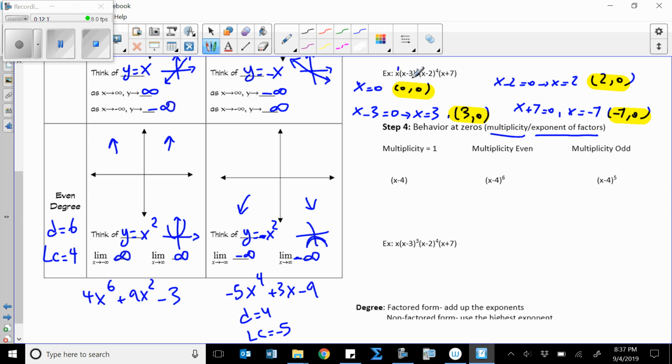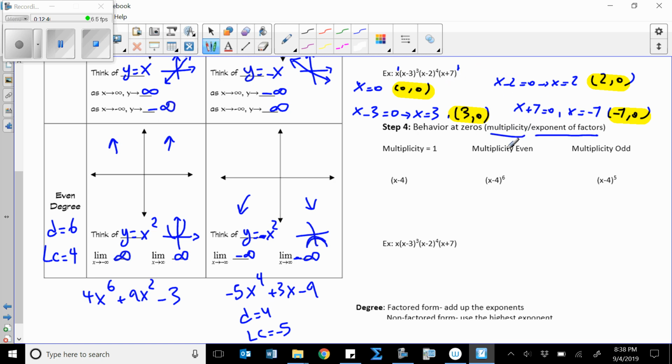Multiplicity of x minus 3 is 3. x minus 2 is 4. x plus 7 is 1. So these are the multiplicities of the exponents, and we also call it the multiplicity of the zeros because we have 0 here, and another 0 here, which is 3, another 1 here, which is 2, another 1 which is here at negative 7. So these are the multiplicities of the zeros.